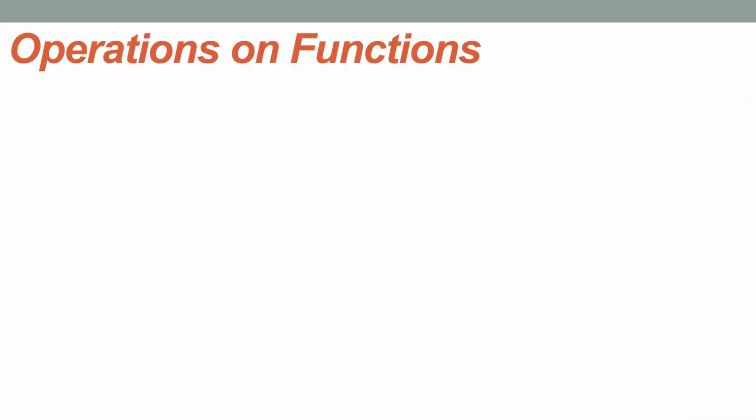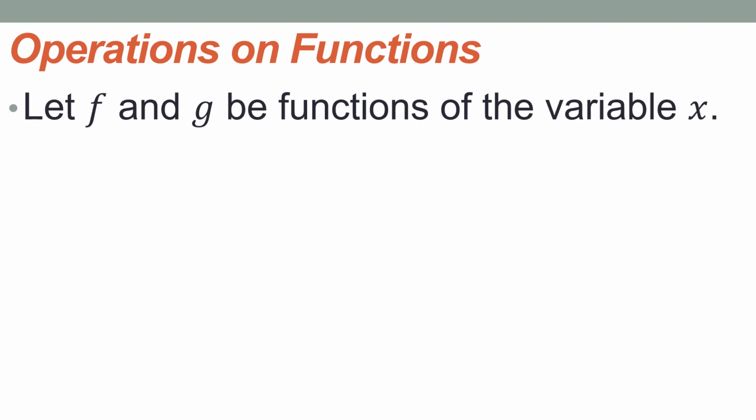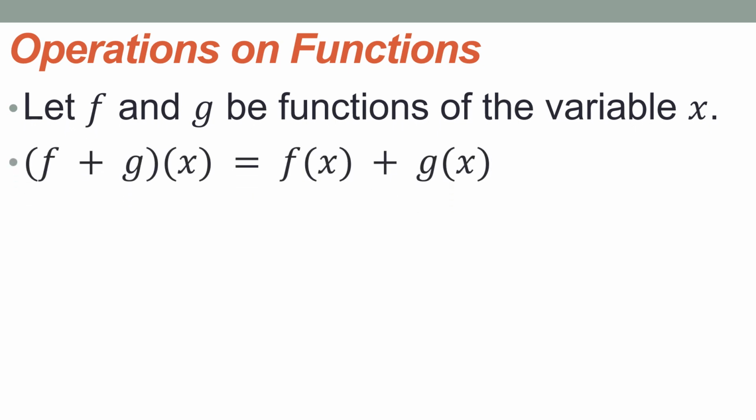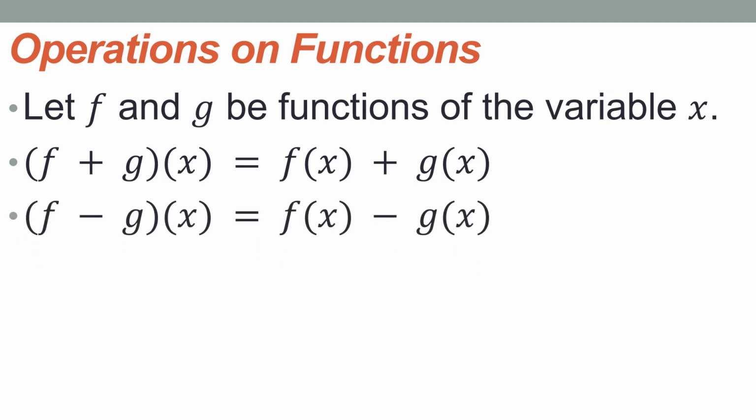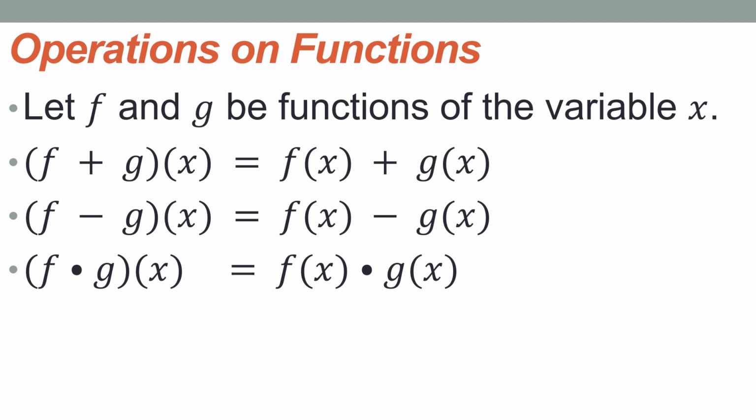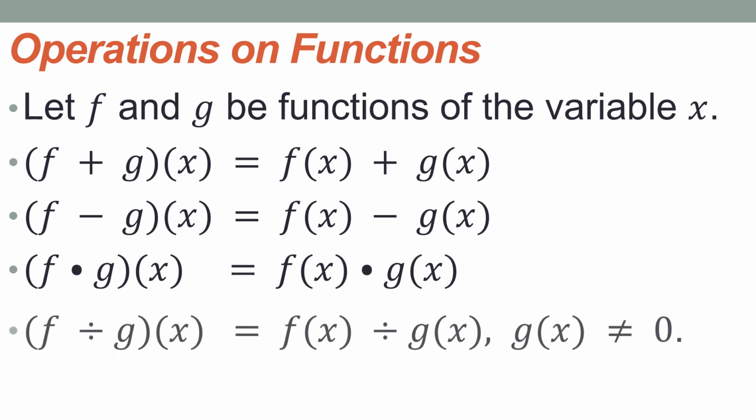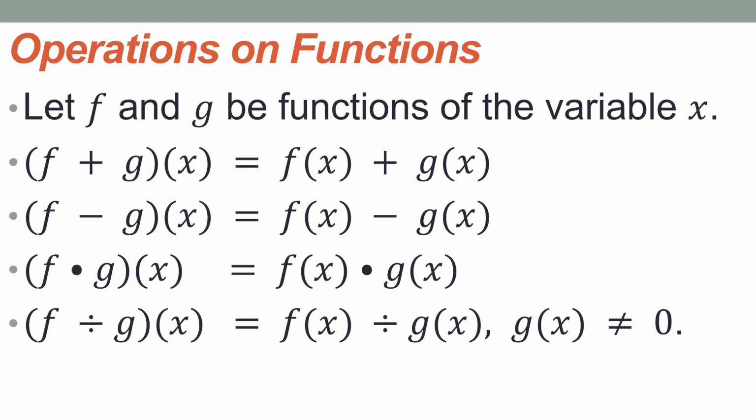These are the operations on functions. Let f and g be the functions of the variable x. The sum of functions, f plus g of x, is equal to f of x plus g of x. The difference of functions, f minus g of x, is equal to f of x minus g of x. F times g of x, or the product of functions, is f of x times g of x. The quotient of functions, f divided by g of x, is equal to f of x divided by g of x, provided that g of x is not equal to 0.